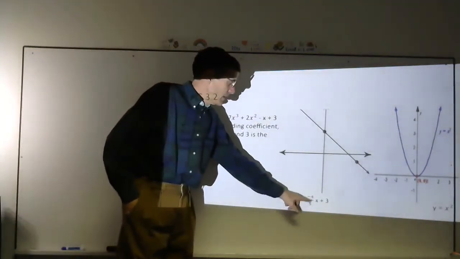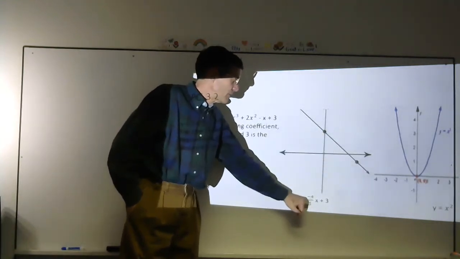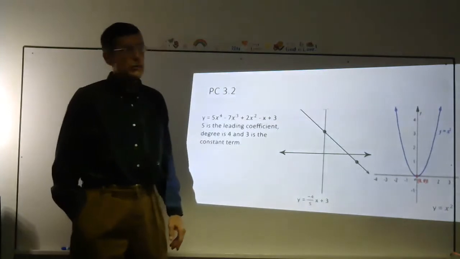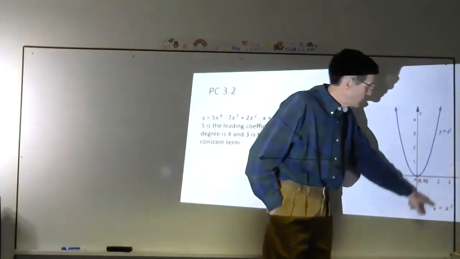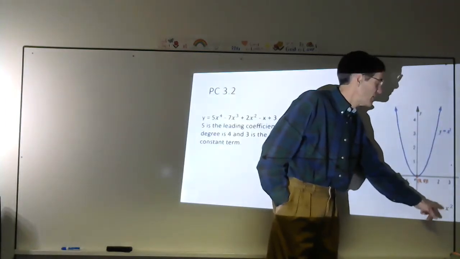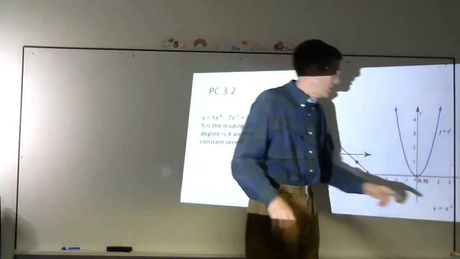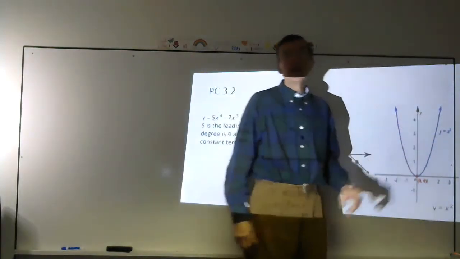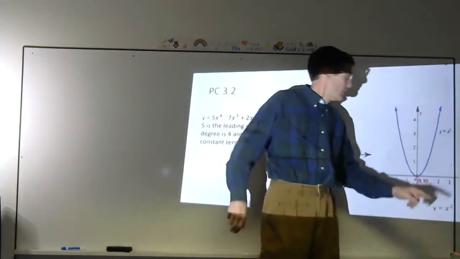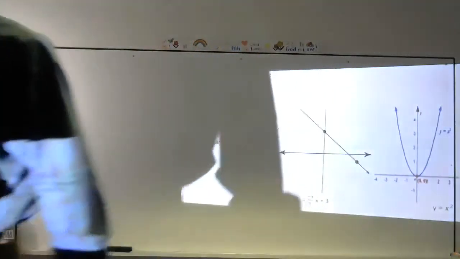Like for down here, the negative 4/5, which would be the slope of this line, is the leading coefficient. This is the polynomial of degree 1, and the 3 is the constant term. Over here in this parabola, y equals x squared, the leading coefficient, the number in front, is a positive 1, and the degree is 2. And remember, with parabolas, the leading coefficient being positive means that it opens up. If it's a fraction, you know it's going to be much wider. And if it's a whole number, it's going to be much more narrow. Quickie review there.